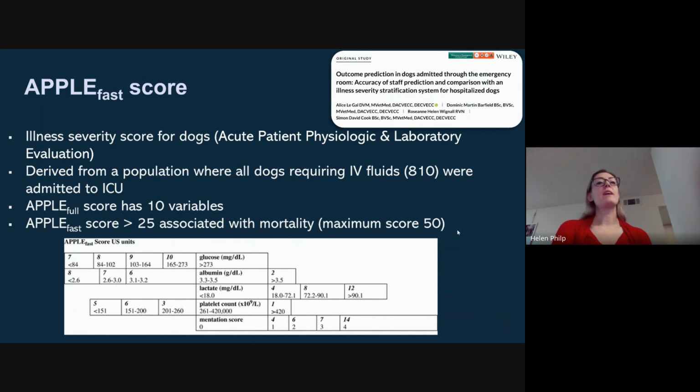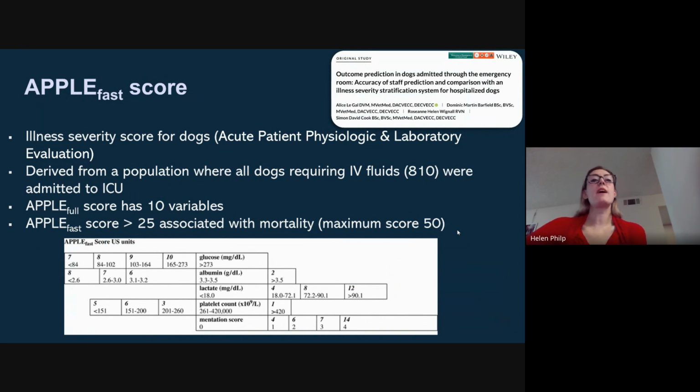The full score has 10 variables, the FAST one only has 5, so I've put that in a table at the bottom. And this was derived from a population of dogs in ICU, 810 dogs. And I guess one thing is trying to determine quite how sick they were. In this population, any dog that required IV fluids gets admitted to the ICU.